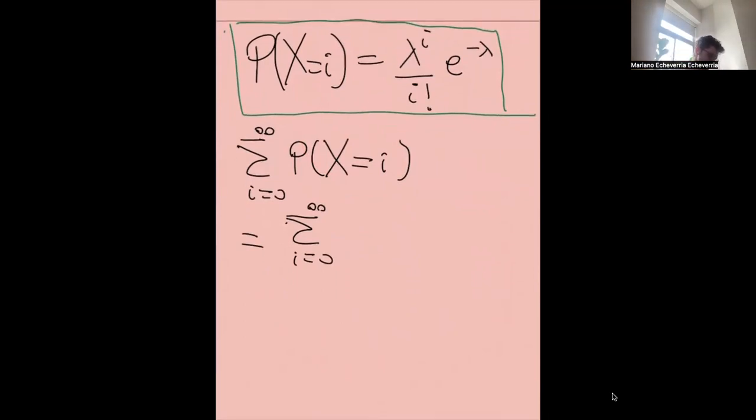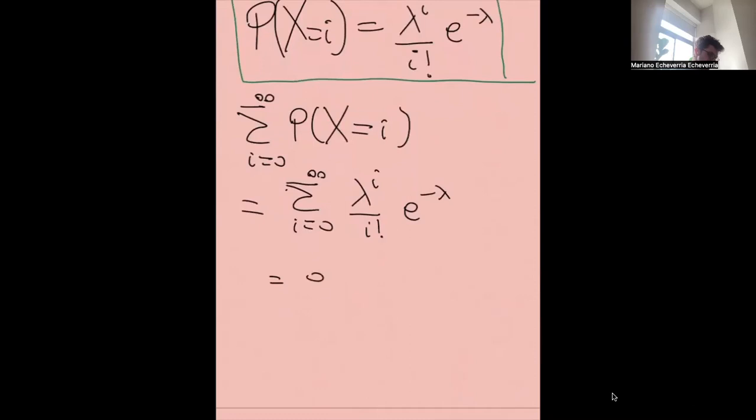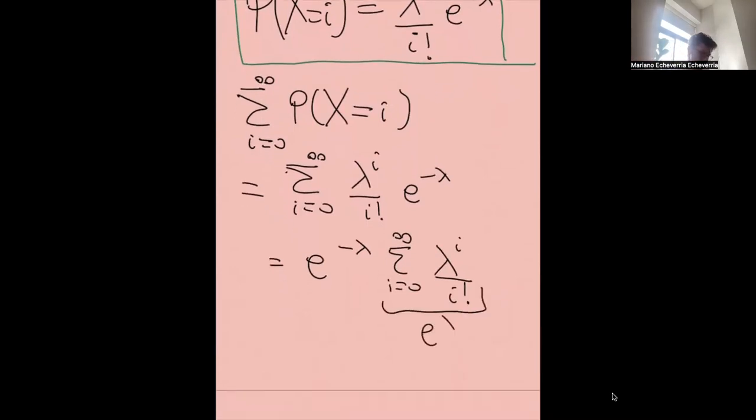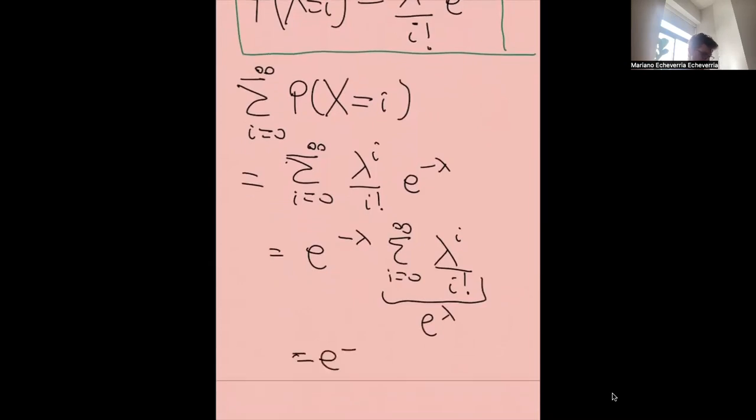So if you look, this is an easier one, because you can just pull out the e to the minus lambda from the series. And what do you get inside? You get the Taylor series for the exponential, right? This is precisely the definition of the Taylor series. This is e to the lambda, right? So you get e to the minus lambda times e to the lambda, which is just 1. Is that making sense? So they do add up to 1, as you would expect.